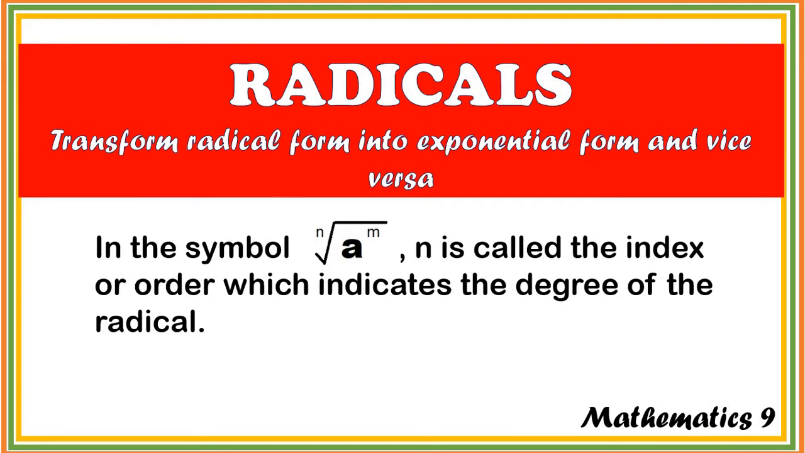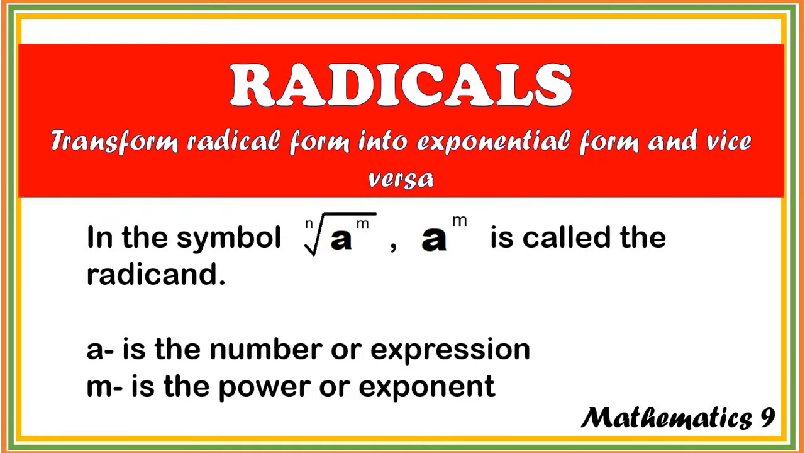In the symbol nth root of a raised to m, n is called the index or order, which indicates the degree of the radical. So it means if your order is squared, you call it square root. If your index is cube, you call it cube root. If your index is 4, you call it fourth root, and so on. In the symbol nth root of a raised to m, a raised to m is called the radicand, where a is a number or expression, or we call it base, and m is the power or exponent.